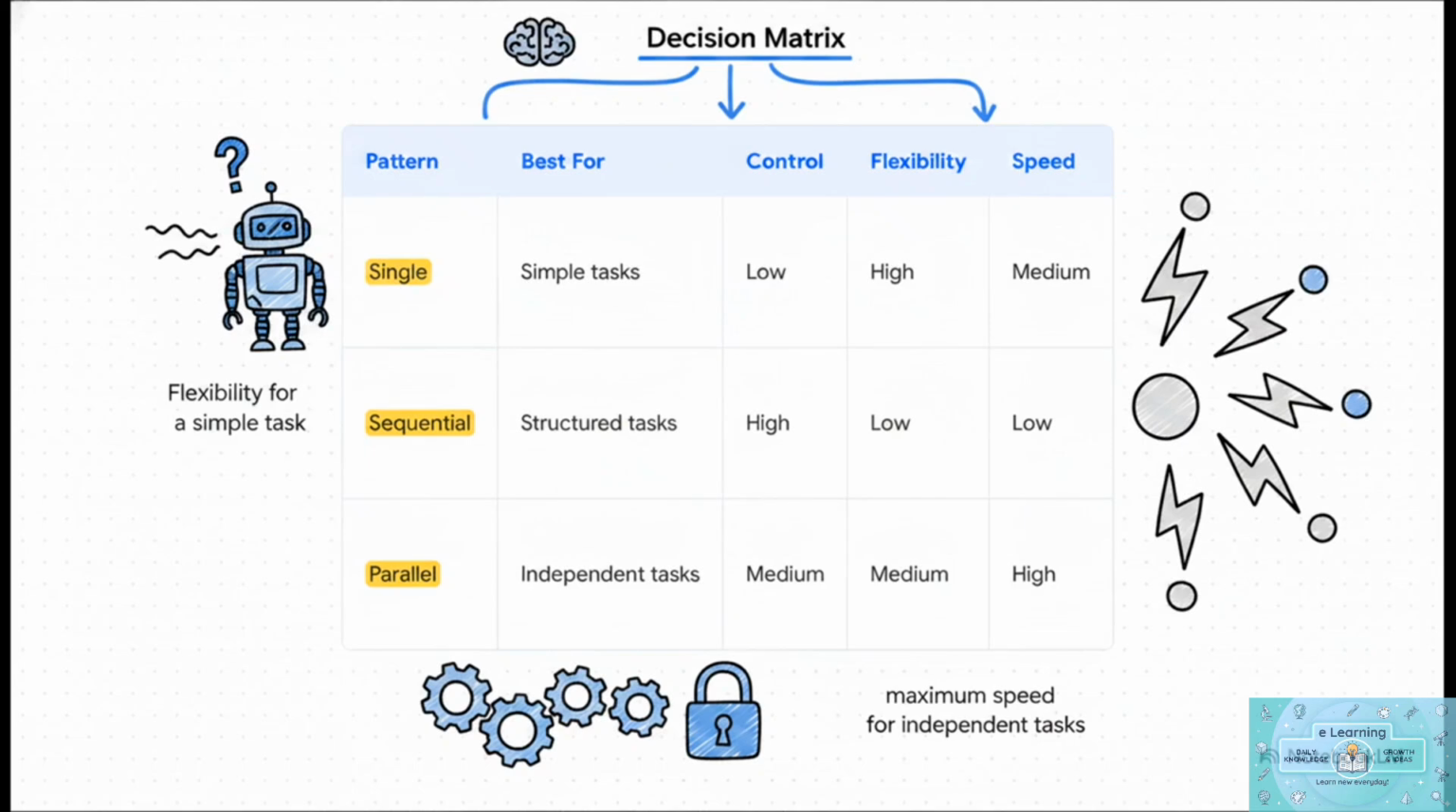If your task is simple and you need maximum flexibility, the single agent is your go-to. If you have a structured process that needs to be perfect every time, you need the high control of the sequential pattern. And if you've got independent tasks and just need to get an answer back as fast as humanly or AI-ly possible, parallel is your champion. This is the chart you come back to when you're designing your next system.